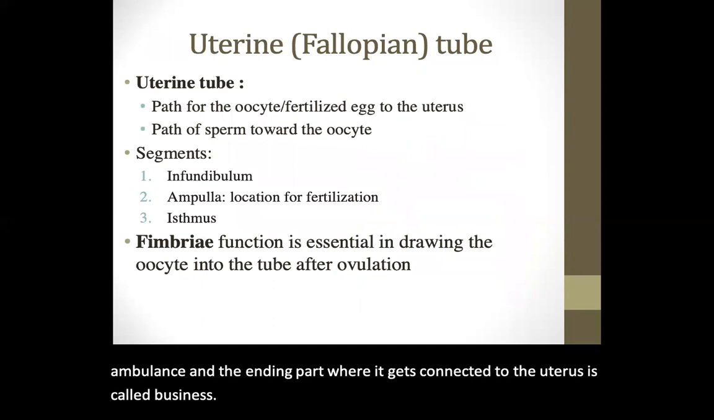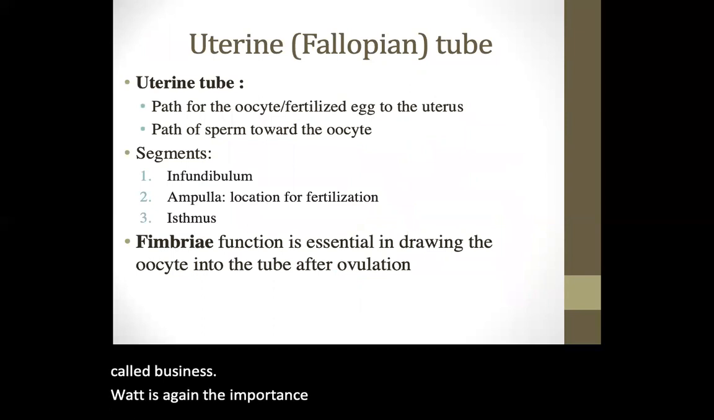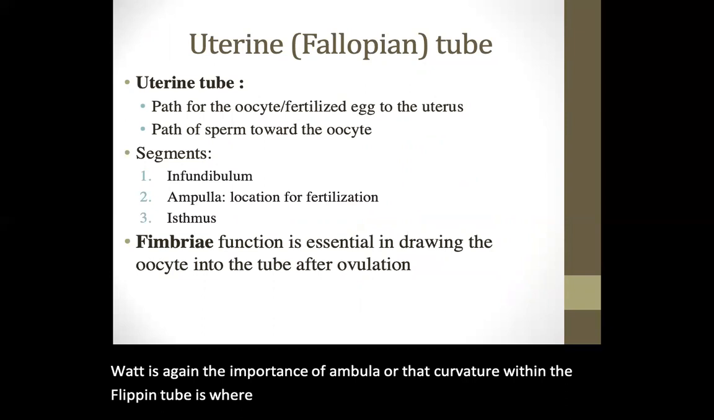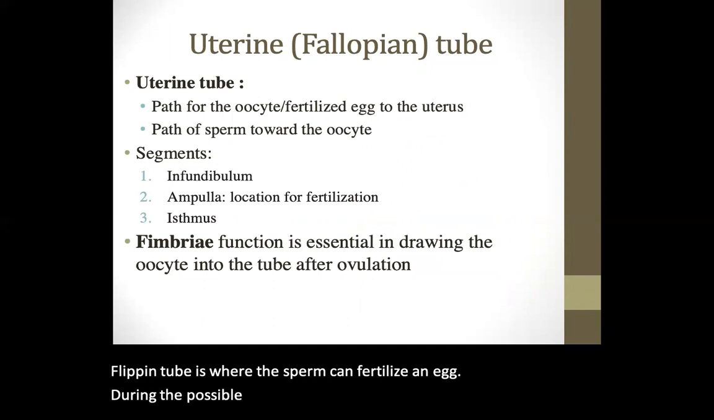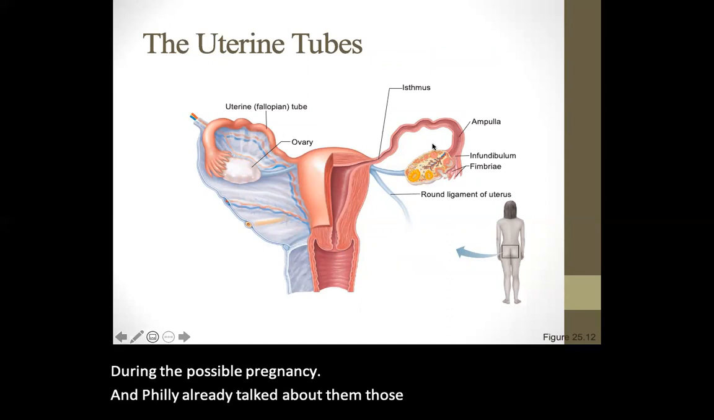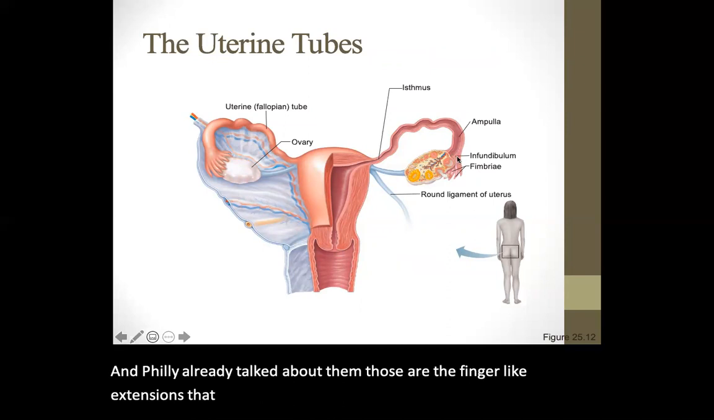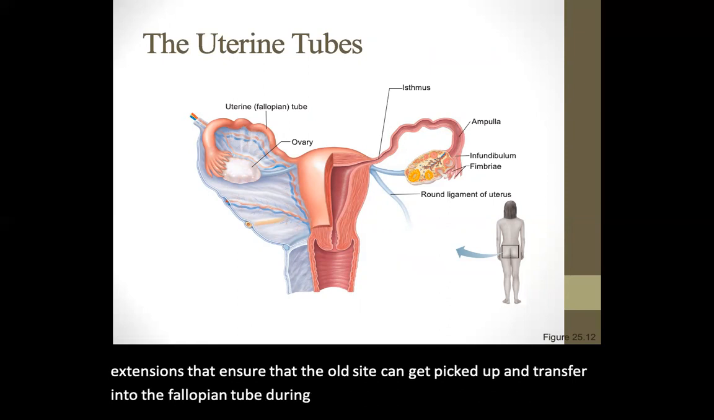What is again the importance of the ampulla? The ampulla, or that curvature within the fallopian tube, is where the sperm can fertilize an egg during the possible pregnancy. And fimbriae, we already talked about them. Those are the finger-like extensions that ensure that the oocyte can get picked up and transferred into the fallopian tube during the process of ovulation.